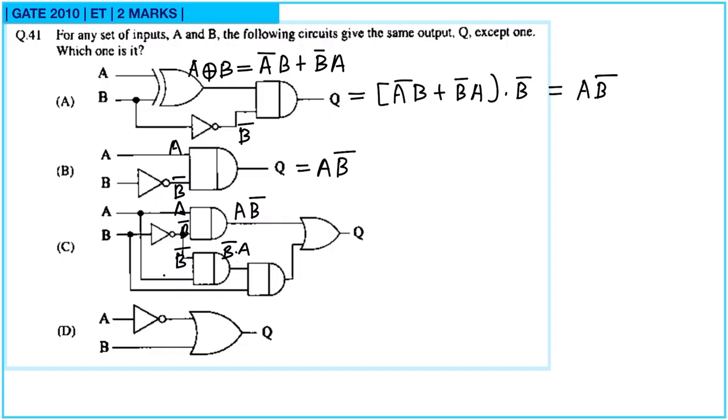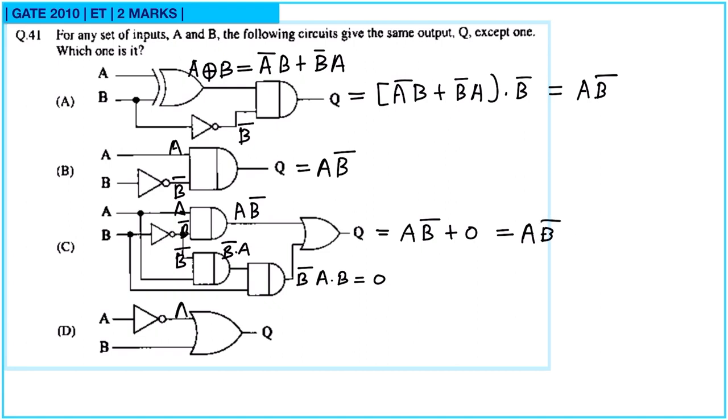And this B bar A and B is given to this. So B bar A and we have B. So this will be 0 only. And this is an OR gate. So A B bar or 0. So that is A B bar.